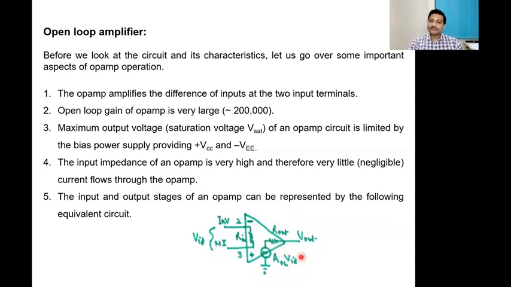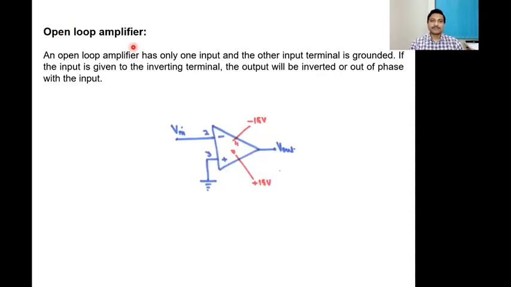So the output stage is typically mimicking an ideal voltage source, whereas the input stage mimics an ideal load, with a very high impedance. Okay, so remember these points, and then we move on to the actual practical circuits of these operational amplifiers. So the first one, as we wrote down in the heading, is the open loop amplifier. So let us see what it does.